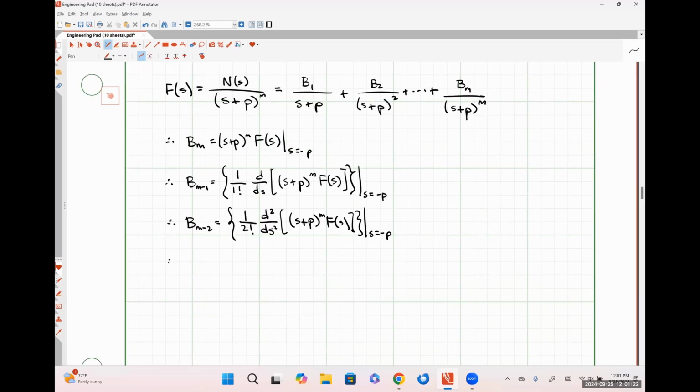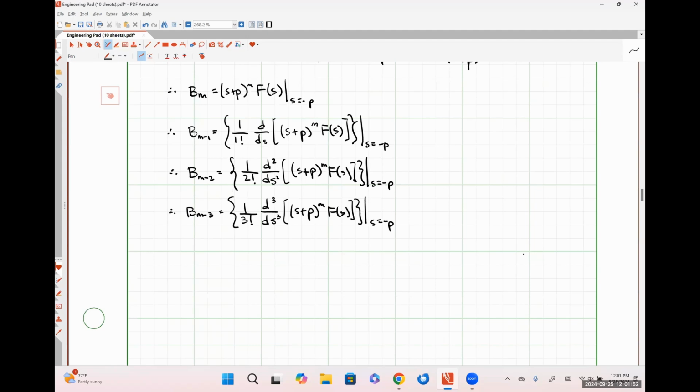So just the last one I'm going to show you guys, b sub m minus 3 would be 1 over 3 factorial multiplied by the third derivative of s plus p to the mth power times F of s, evaluated at s is equal to negative p. So on and so forth.